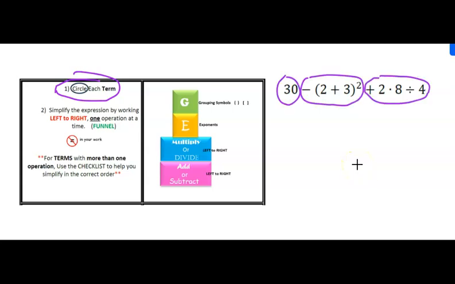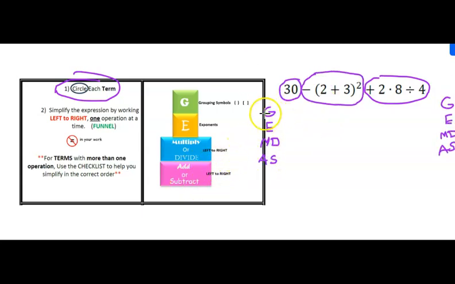Okay, that's a lot of big terms going on there. We only have 3 of them, but 2 of them have more than one operation to them. So they're nice big chunks that we got to clean up before we can do our bottom of our chart, which is add or subtract.